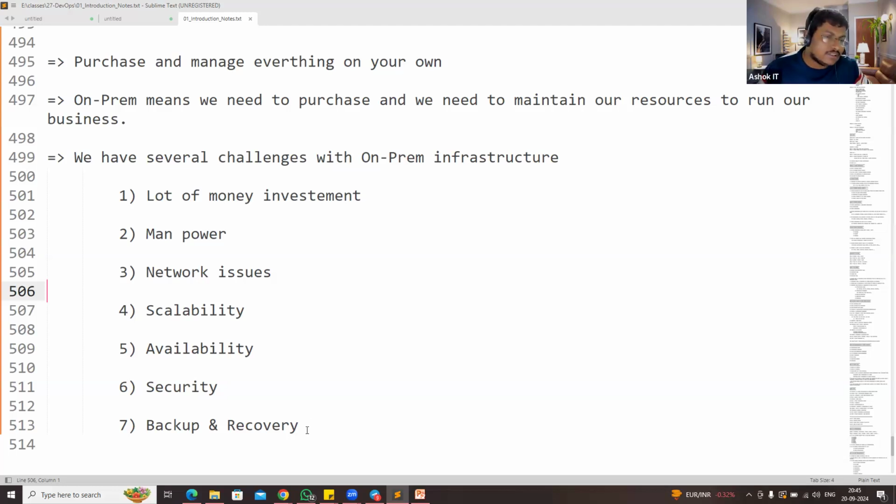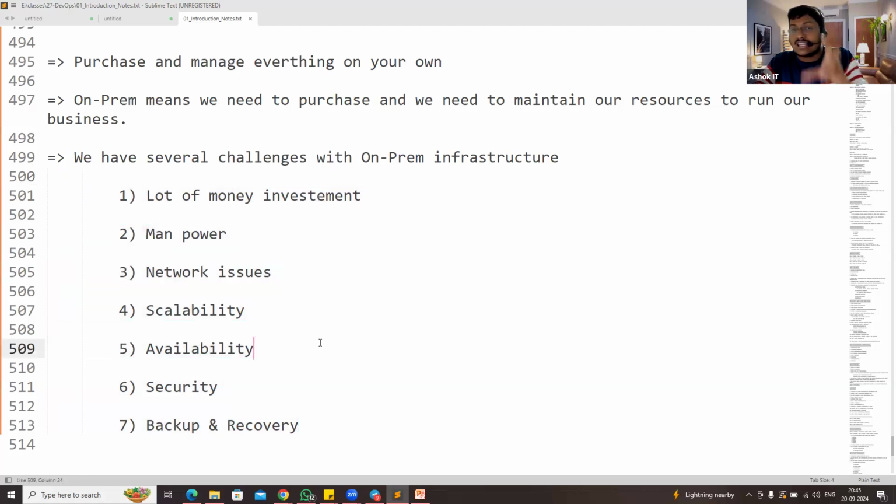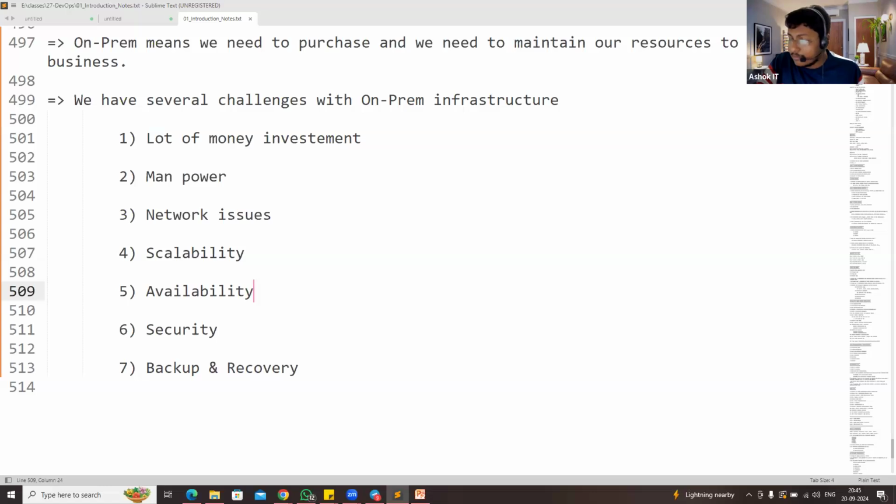When you are dealing with all these issues as a business owner, how will you concentrate on your business growth, on marketing, on the sales of your business? So you need to compromise on the business part if you are dealing with infrastructure. Are you getting my point? These all are the problems available when you go with infrastructure management in our project.